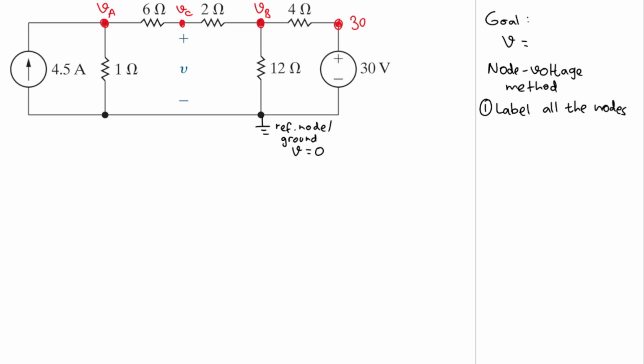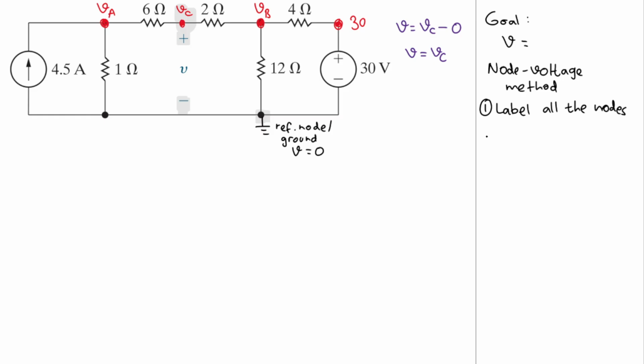Why is that important? Because if we have our positive terminal here and our negative terminal here, we can get our V, right? What is V? V is where the positive terminal is, VC, minus where the negative terminal is, the reference node. So I'll have 0. So we will have V is equal to VC. So if we can find VC, we have V here, right? So that's why I label this non-essential node.